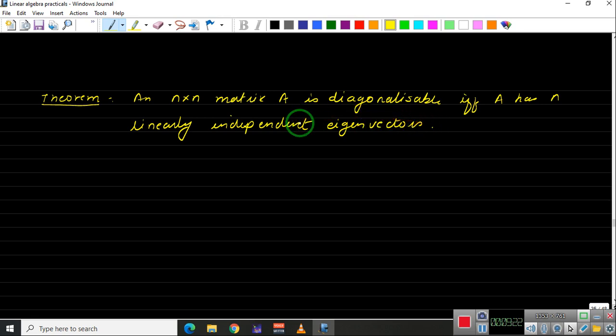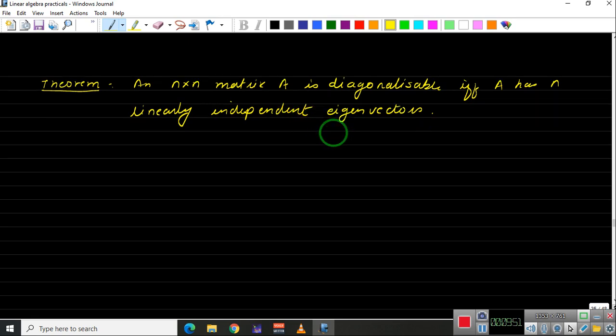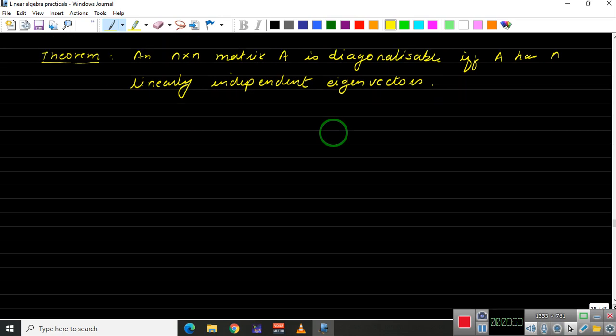So if A has n linearly independent eigenvectors, then A is diagonalizable. And if A is diagonalizable, then it has n linearly independent eigenvectors. So to check whether A is diagonalizable, you can check whether it has n linearly independent eigenvectors. If a matrix does not have n linearly independent eigenvectors, then we can say that the given matrix is not diagonalizable. And as a proof of this, we have the procedure to get that diagonal matrix and that invertible matrix P.